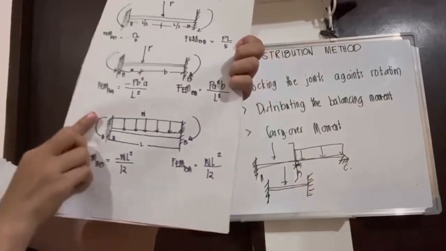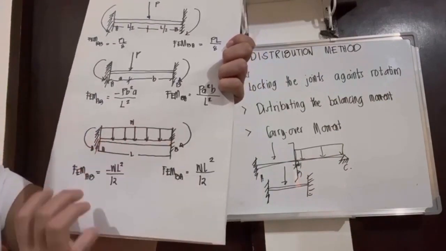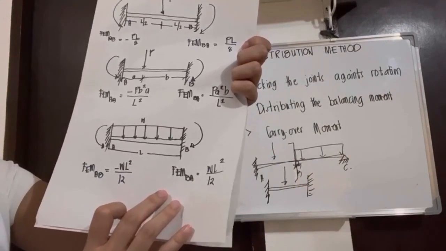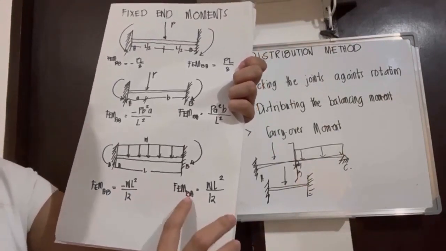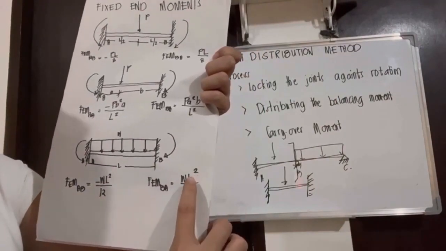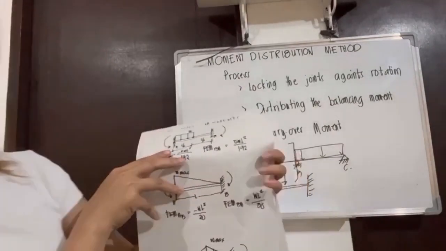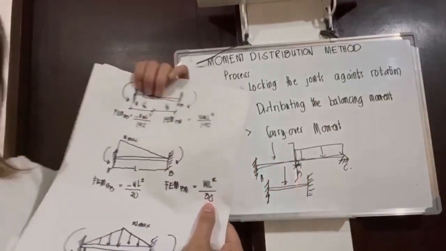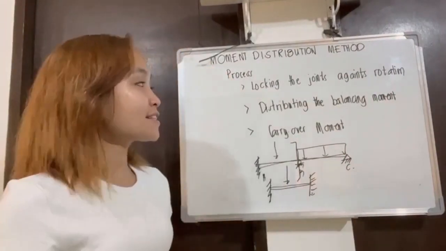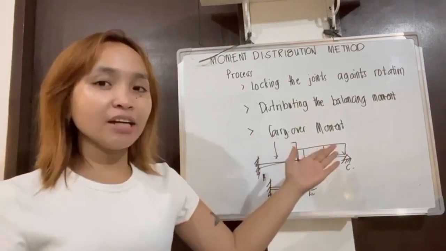And ang iyang uniform load sa isa ka restrained beam, ang iyang fixed end moment is negative weight length squared over 12, and ang iyang fixed end moment sa BA is weight length squared over 12. So, the same way here na pagkuha gihapon sa fixed end moment, which was derived in a theory. Next is distributing the balancing moment, and the last one is carry over moment.